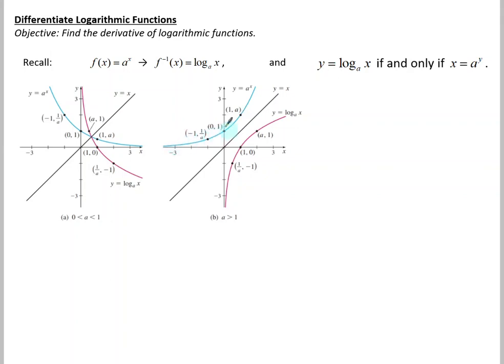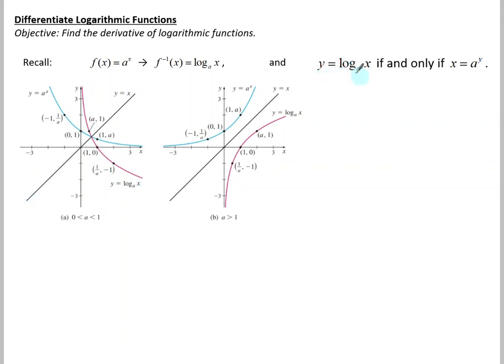Y equals a to the x, where a is greater than 1, and y equals log base a of x, where a is greater than 1. Notice they reflect over the line y equals x because they are inverse functions. When a is between 0 and 1, then y equals a to the x is the exponential decay model, and y equals log base a of x looks like that, again, both reflecting over the line y equals x.